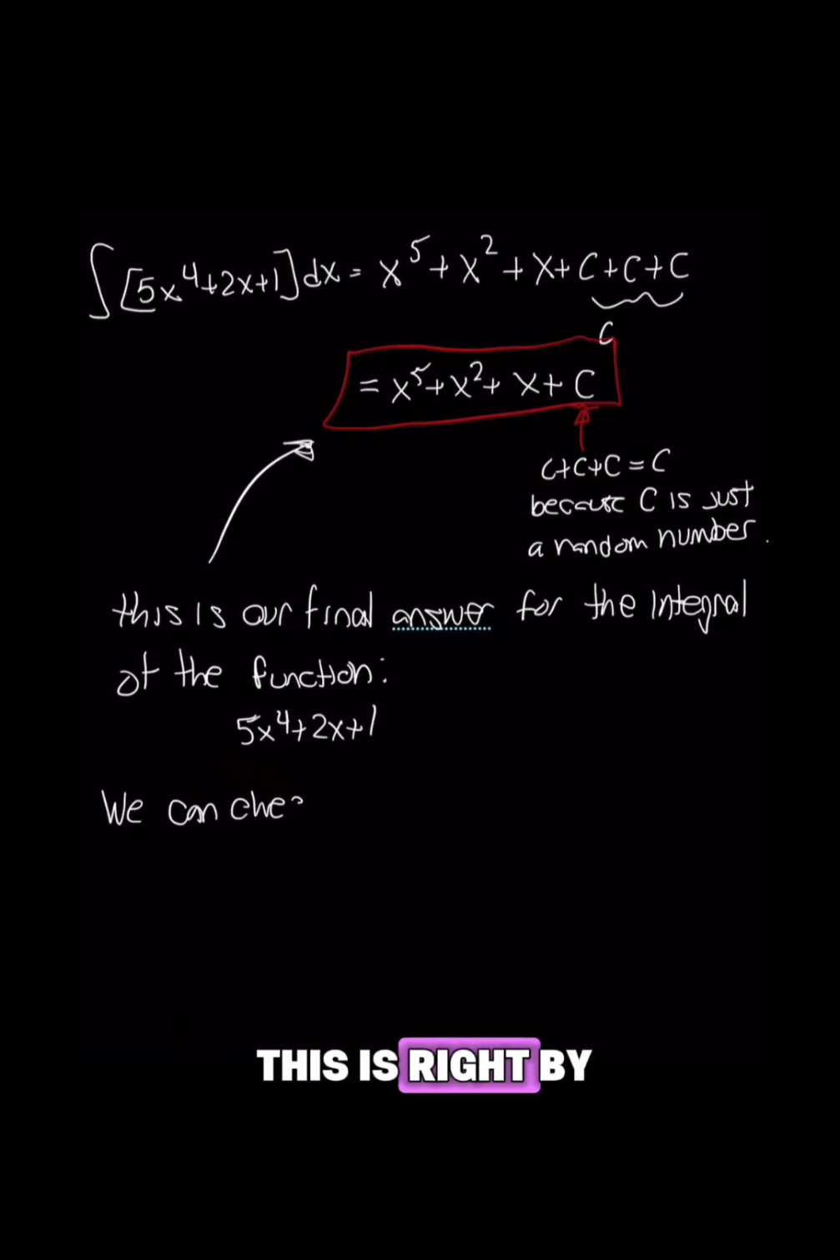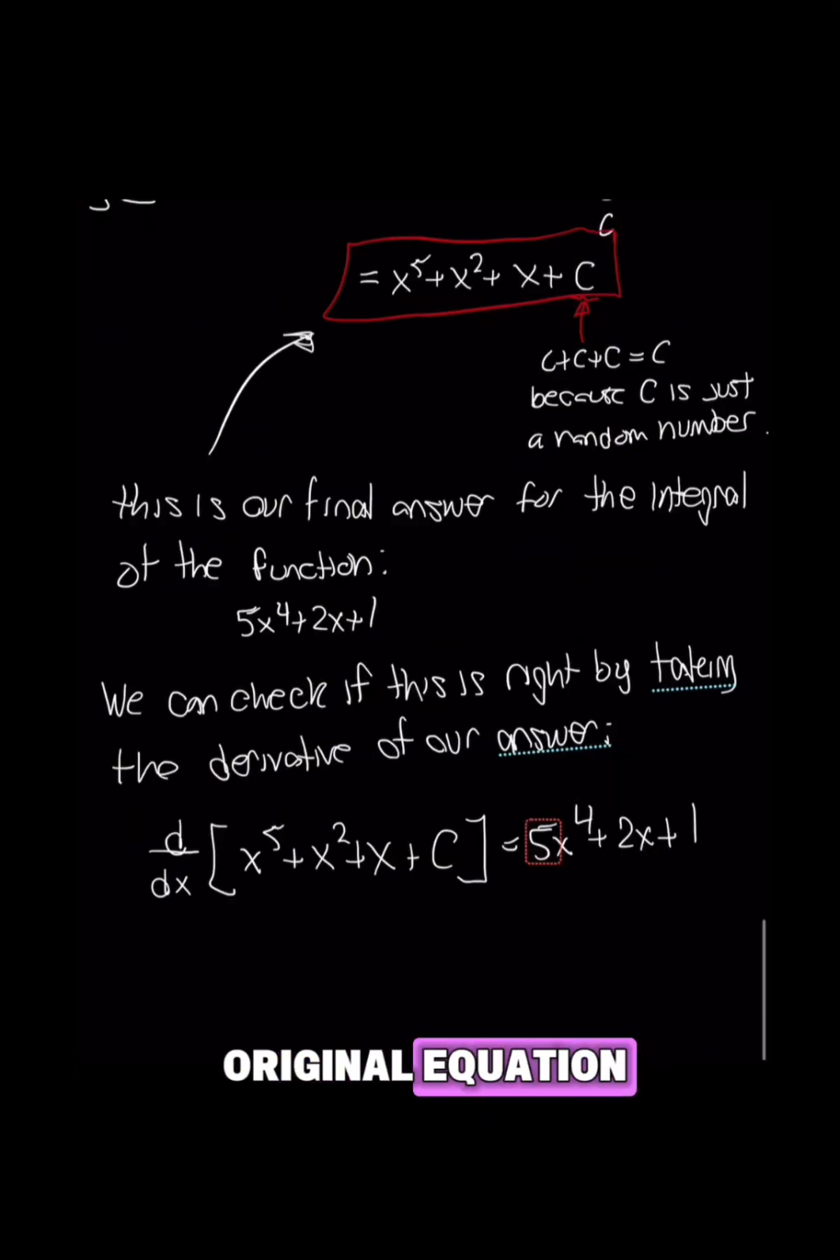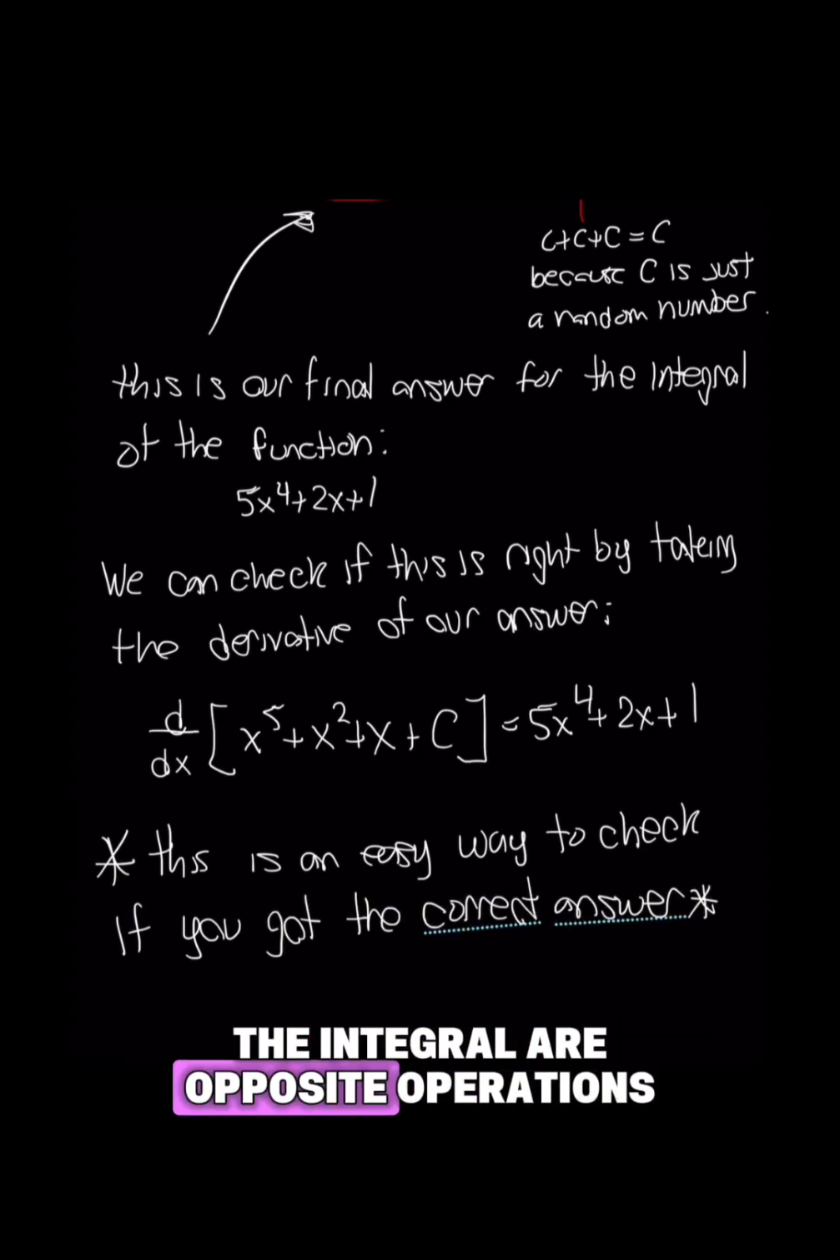And we can check if this is right by taking the derivative of our answer. So the derivative should be equal to the original equation. This is an easy way to check if you got the right answer since the derivative and the integral are opposite operations.